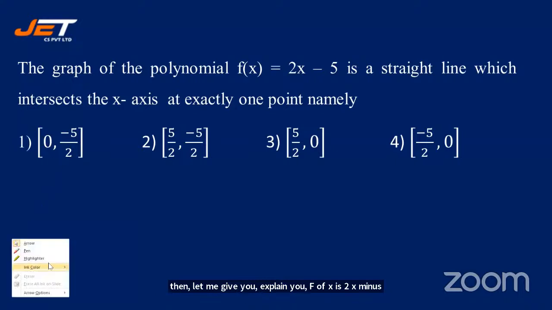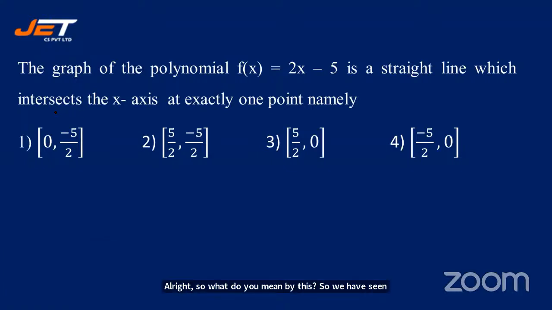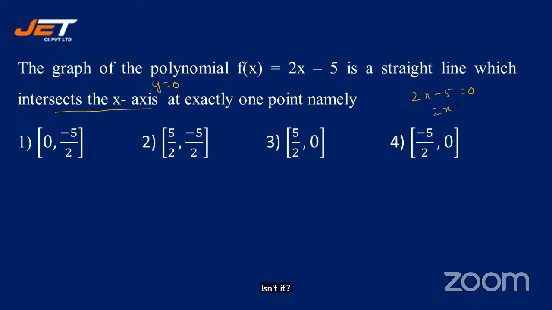All right, so what do you mean by this? We have seen n number of times, if it intersects the x-axis, it means then y is equal to 0. Isn't it? Yes. So what you have to do? 2x minus 5 is 0. So 2x is 5. So x is 5 by 2. And we are having y as 0. That is how you are getting option 3 as the right answer.